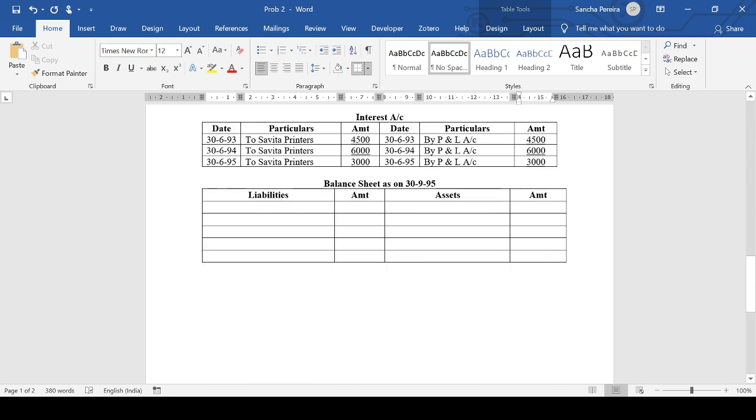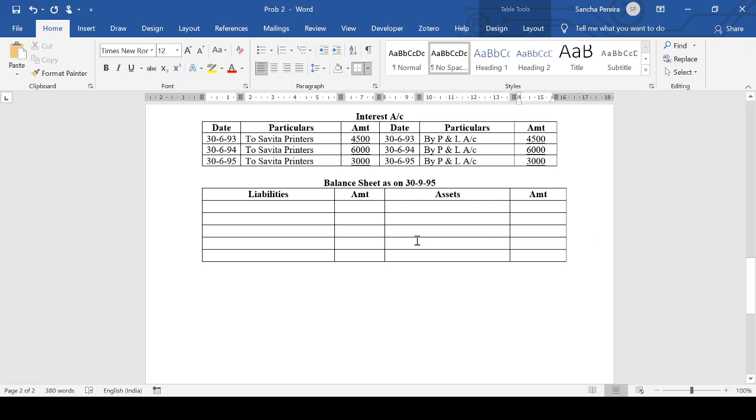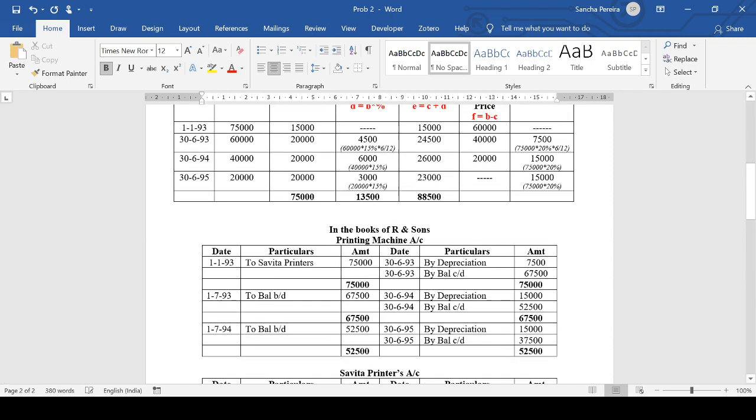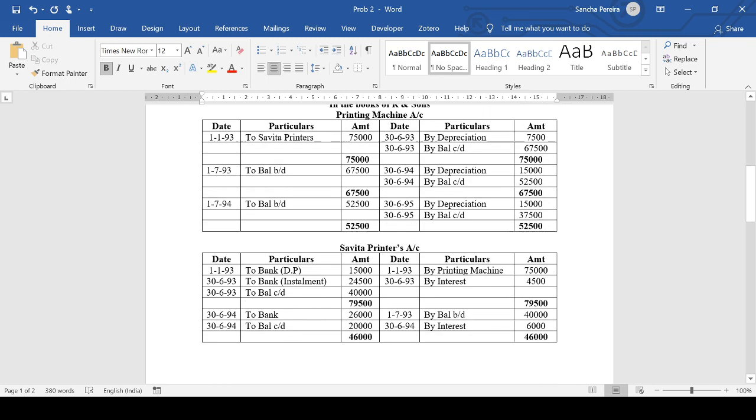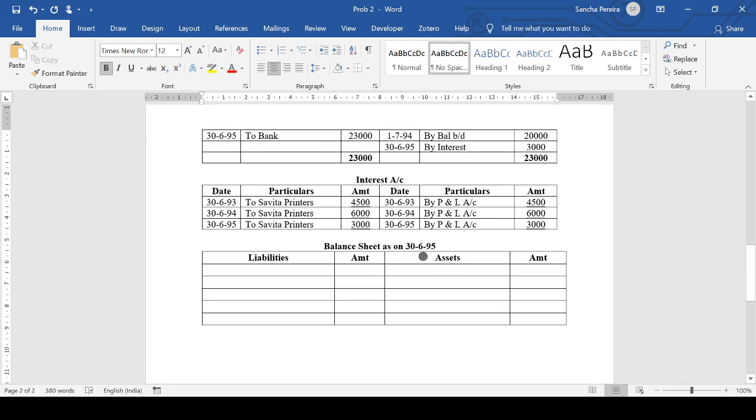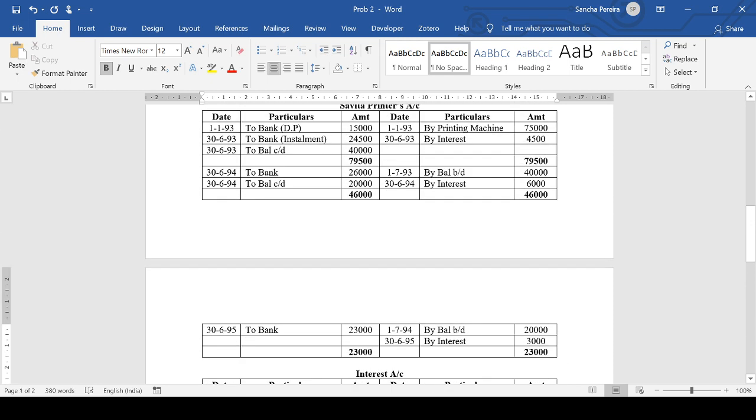Now, why have they asked you the abstract only on 30th June 1995? Because they've asked to abstract and disclose the relevant items in the balance sheet as on 30th June 1995. Why only on that date? Because prior to this, the printing machine is not yours. As on 30th June 1995, when you pay the last installment, the printing machine becomes yours. So before that, we cannot show it in the balance sheet. We can charge a depreciation, but remember, in a hire purchase agreement, we don't become the owner. The hire purchaser does not become the rightful owner till the last installment is paid.